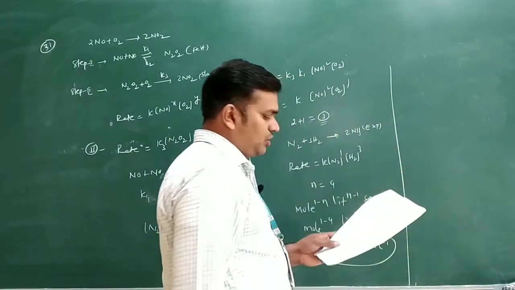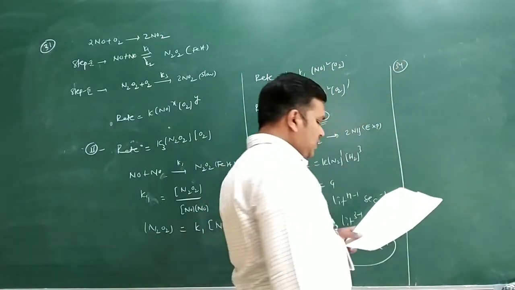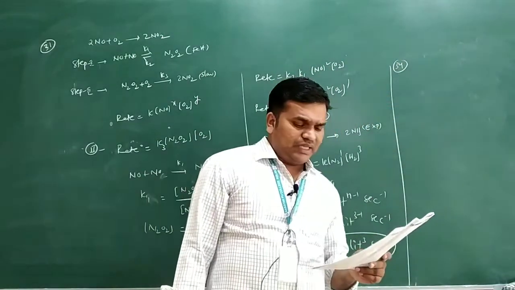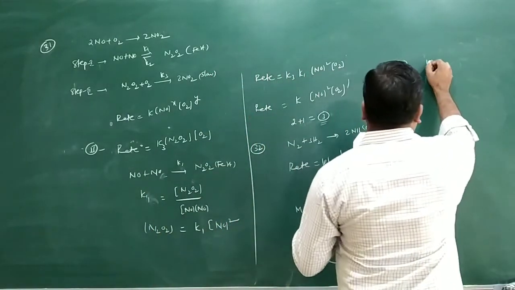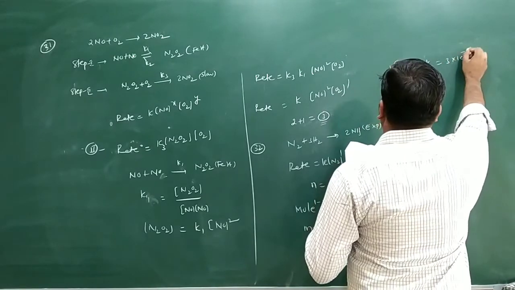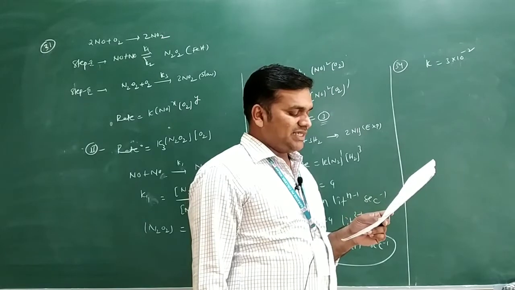We will go with option 3. Now we will see question number 34. The rate constant of a zero order reaction is given as K equals 3 into 10 power minus 2 mole per liter per second.